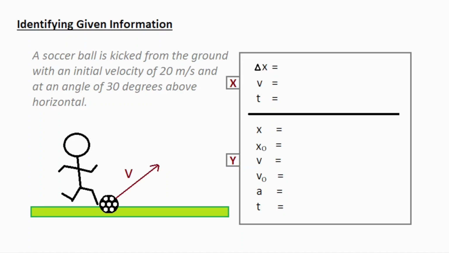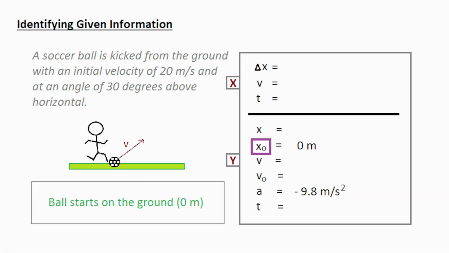Let's look at an example. The goal is to identify given information in this problem statement, and then place that information in the correct place in the list. Here we have a soccer ball that is being kicked. We are given information for the ball's velocity after the kick in terms of its magnitude and direction. Now the first thing I see is that this kick is likely taking place on Earth, and therefore I would plug in negative 9.8 meters per second squared for acceleration.